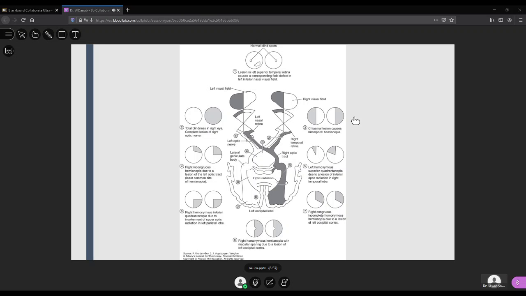Bitemporal hemianopia, and we said that the anatomy of the optic chiasm is very important, that it is above the pituitary. And why? Because any pituitary tumors, like for example adenoma or craniopharyngioma of the pituitary gland, will cause this lesion, bitemporal hemianopia, because the tumor will compress this area, and it will cause this visual field defect. So the patient will just see in the middle here. The temporal area will be defective.